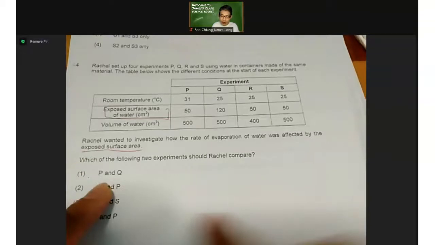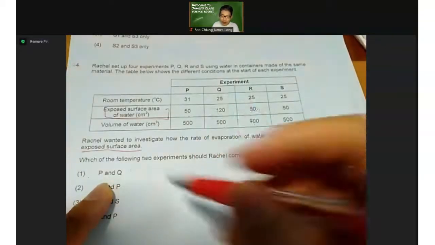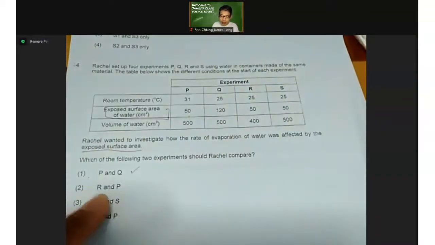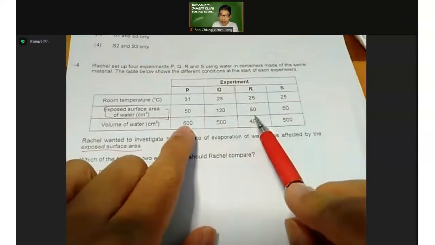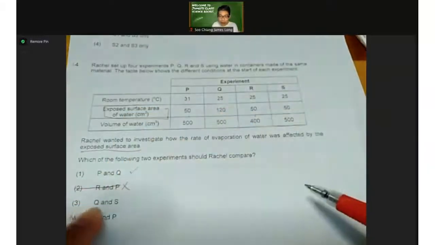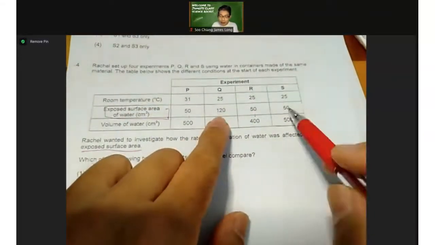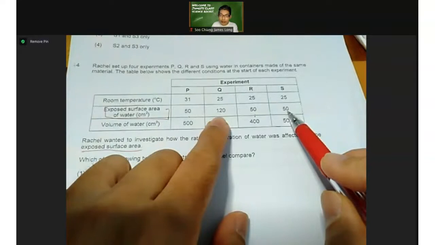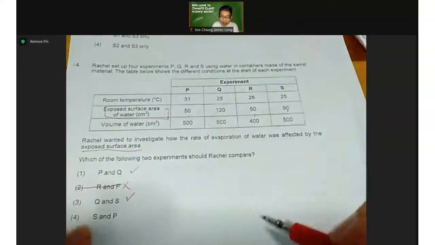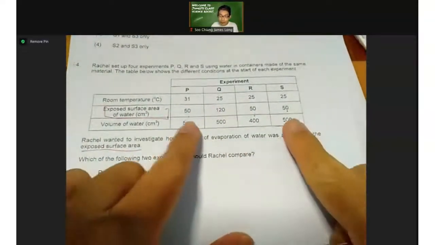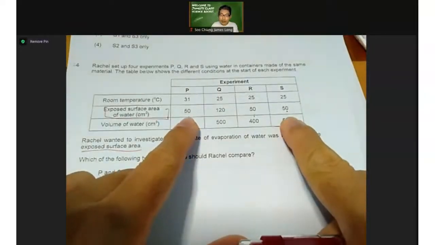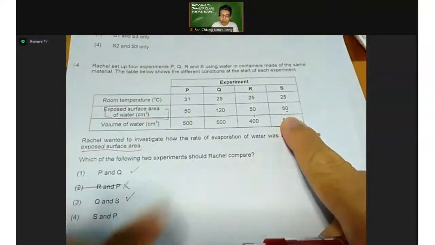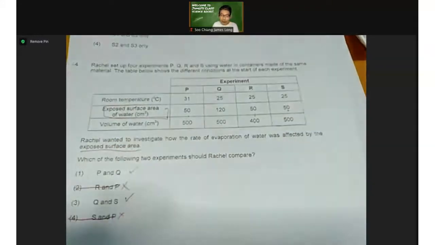Look at P and Q. Is different. Okay, this is possible. R and P. This is the same, right? 50 and 50. This is not possible. One option is out. Q and S. Right? The exposed surface area is different. This is a possible answer. S and P, these 2 are the same at 50 square centimeter, so this is out. Okay, so using just this one idea about understanding the change variable, we can rule out 2 answers.